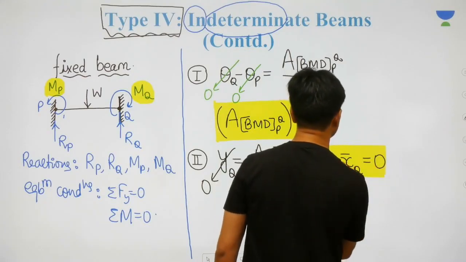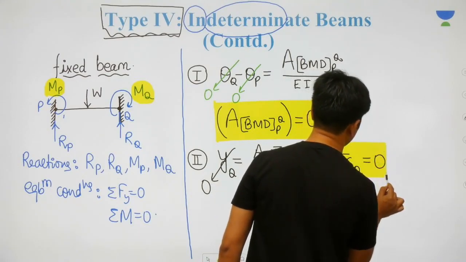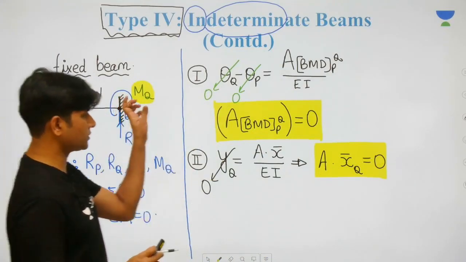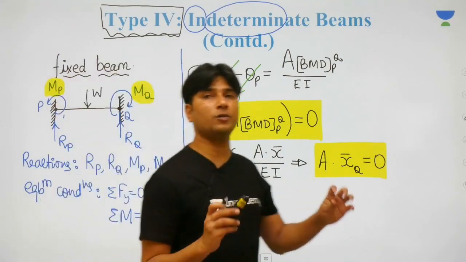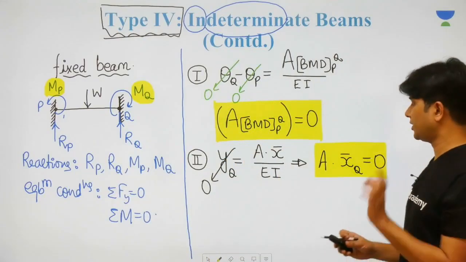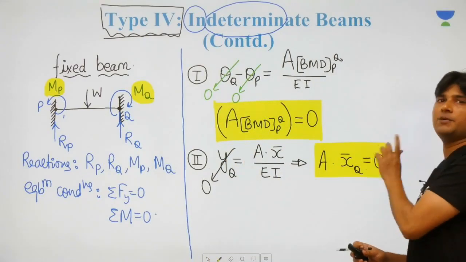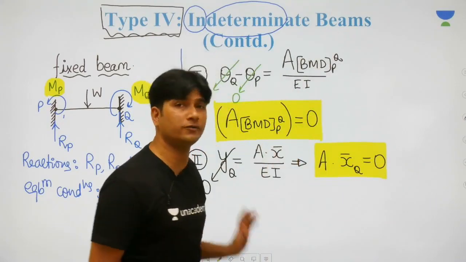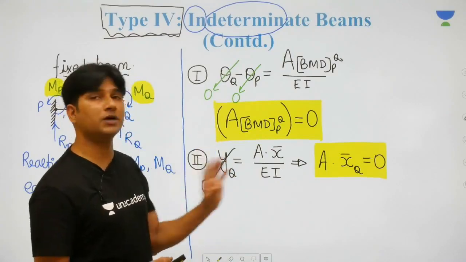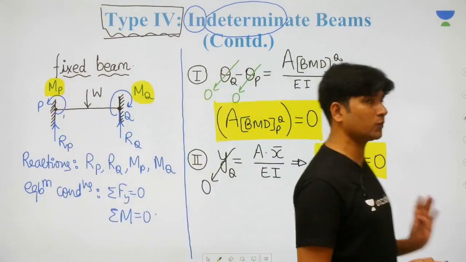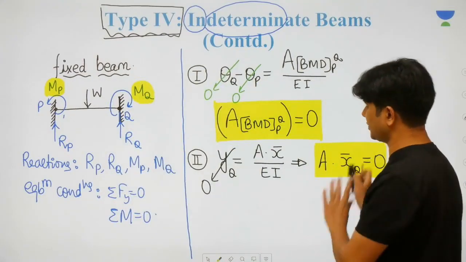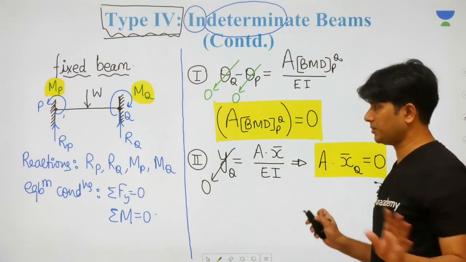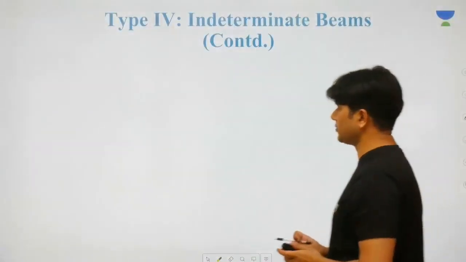These are the equations that you are going to use to solve any fixed beam problem. Please do remember both these equations. Number 1, the total area under the bending moment diagram must be equal to 0. Number 2, the total area multiplied by X bar, where X bar would be measured from any one given end, will be equal to 0. These two conditions you must remember, and you would be able to solve any given problem based on fixed beam. Let me take a problem.